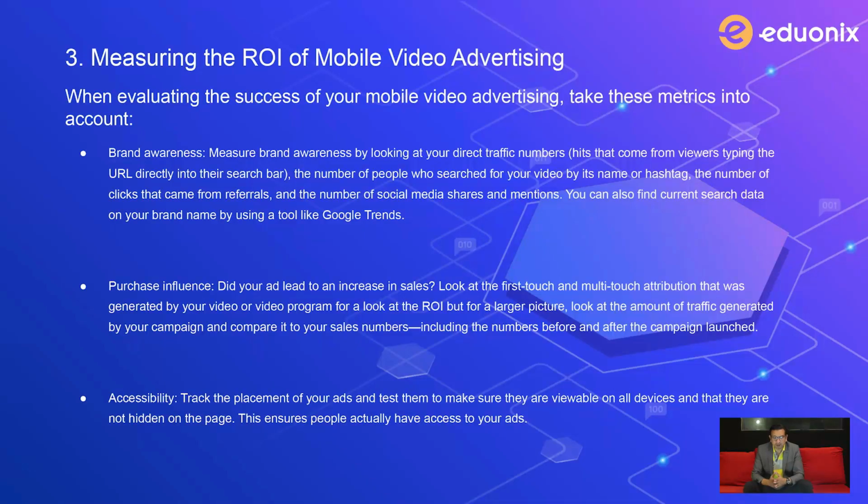Next, I'll give an example of how to measure the ROI of mobile video advertising. Every type of advertising has its own ROI. Programmatic advertising, for example, has a different ROI. Number one is brand awareness. Measure brand awareness by looking at your direct traffic numbers, hits that come from viewers typing the URL directly into the search bar, the number of people who search for a video by its name or hashtag, the number of clicks that came from referrals, and the number of social media shares and mentions. These are all ROI measures for brand awareness.